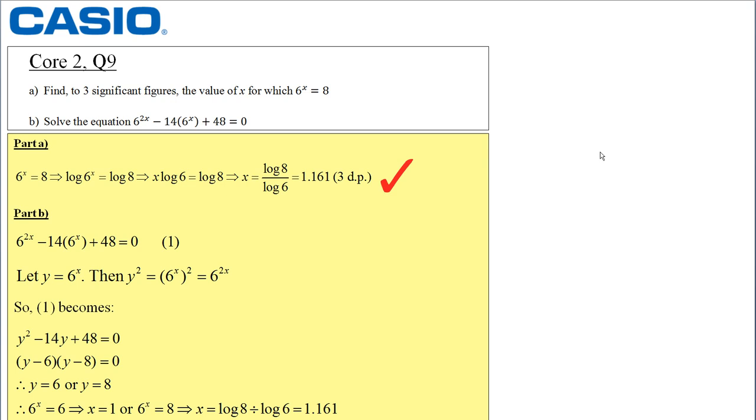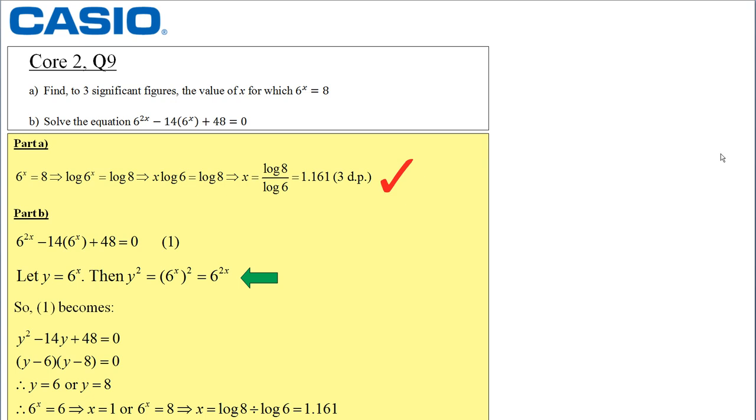In part B, we need to solve the equation 6 to the power 2x, take away 14 times 6 to the power x, plus 48 equals 0. You can see that I made a substitution. I let y equal 6 to the power x, and in doing so, I obtained a quadratic equation in y. Eventually, the values of x I found are x equals 1 and x equals 1.161 to 3 decimal places.